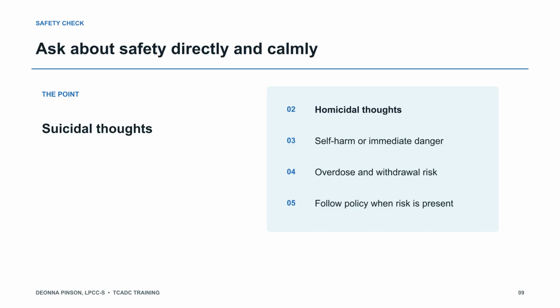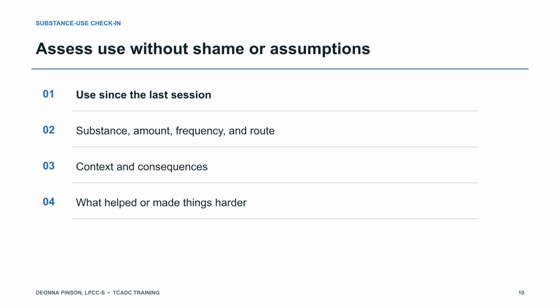When discussing substance use, maintain a neutral, shame-free tone. Explore the details of use since the last session, including substances, amounts, and context, while also investigating what supported the member's sobriety when they did not use. This helps you understand patterns and identify relevant recovery steps.